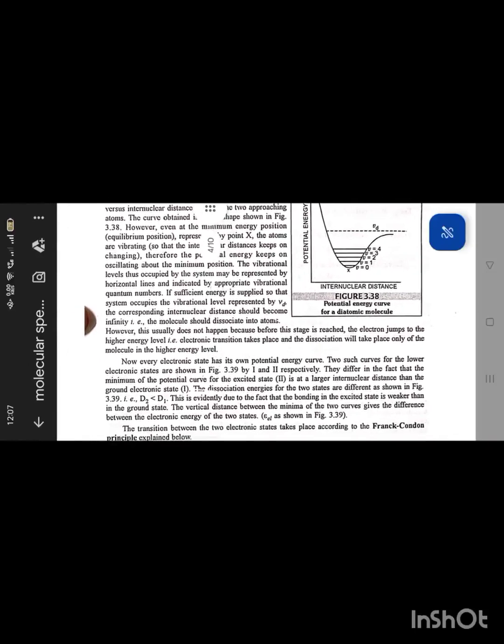However, even at the minimum energy position, the equilibrium position represented by point X, the atoms are vibrating so that the internuclear distance keeps on changing. Therefore, the potential energy keeps on oscillating about the minimum position. The vibrational levels thus occupied by the system may be represented by horizontal lines and indicated by appropriate vibrational quantum numbers.